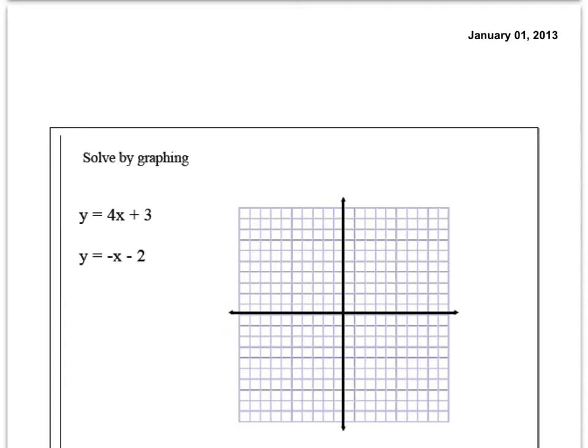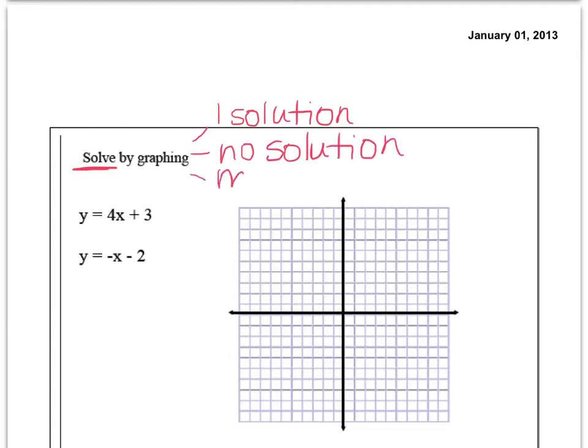Moving on to the next slide, it says solve by graphing. Since it says solve, we want to figure out, is there going to be one solution, no solution, or many solutions? So we're going to put them on the same graph in order to see where they intersect.